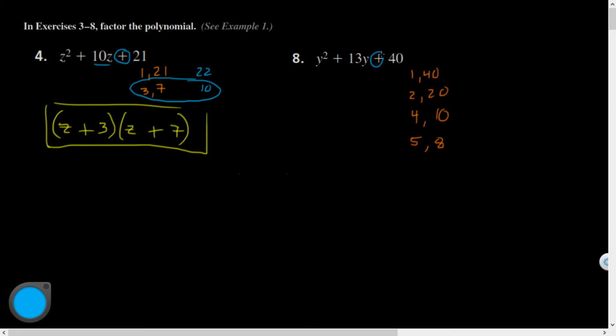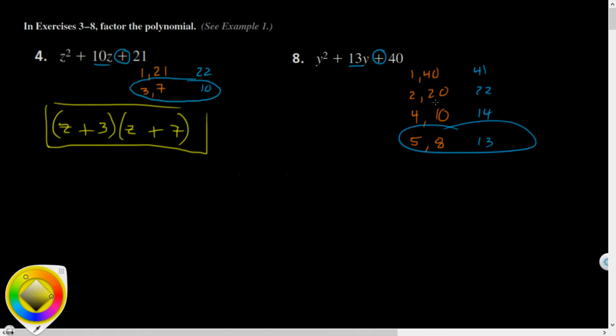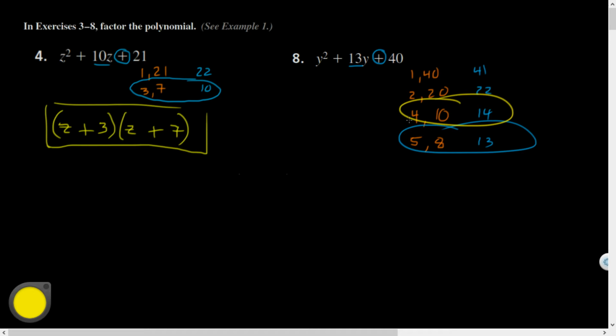So let's see, I'm looking for the factors of c that add to be 13. So these add to be 41, 22, 14, and 13. So it looks like the 4 and 10 is the combination that I want. Oh, wait, no, I want to add to 13. My bad. All right, whew, there we go. Yikes. If I picked this one, I would have written the factors of y squared plus 14y plus 40, just so you're aware. Y with a 5 and y with an 8.